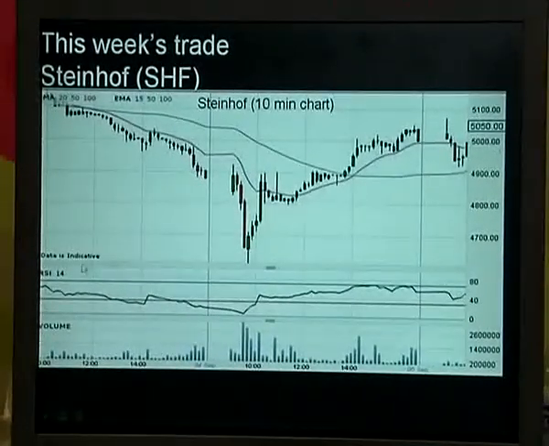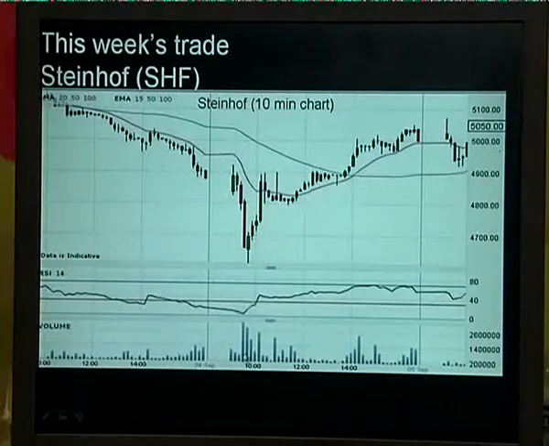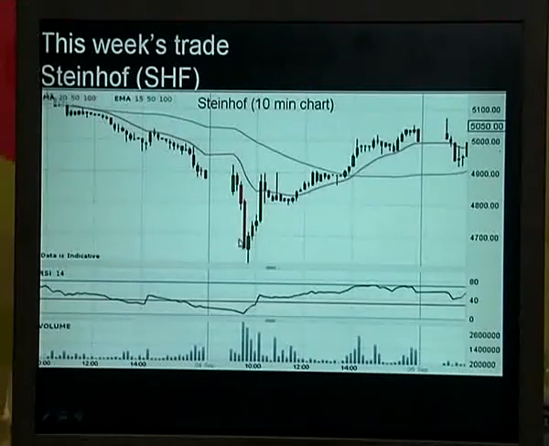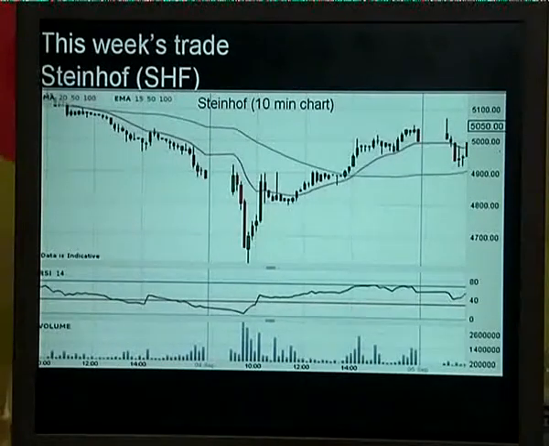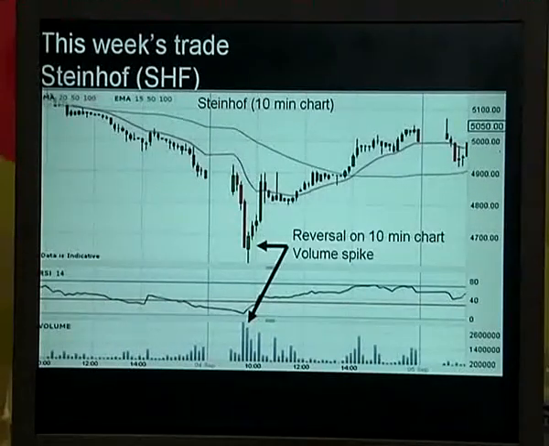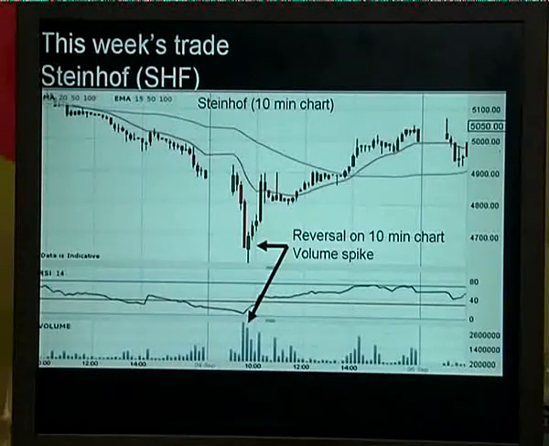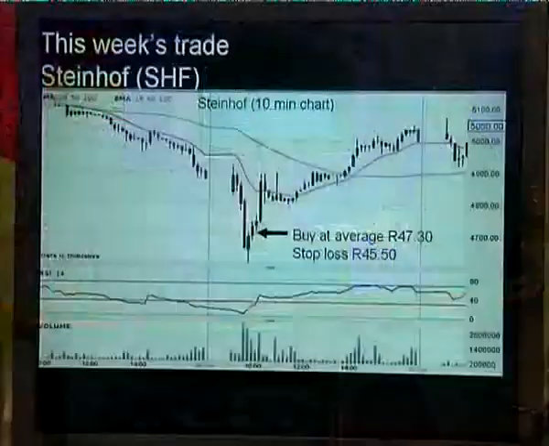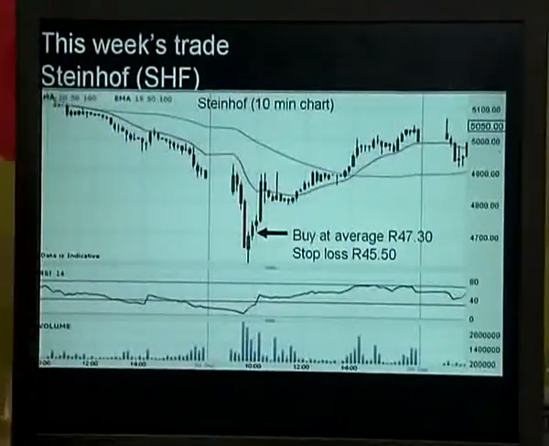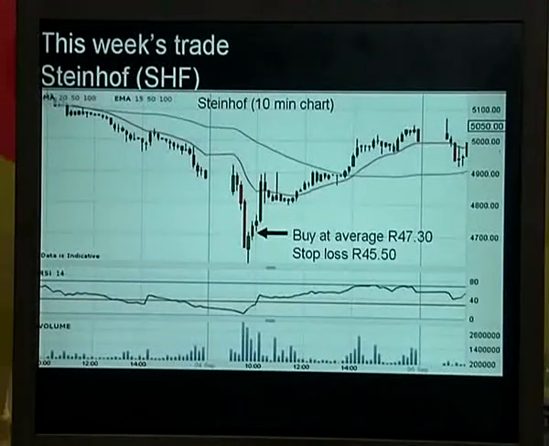We saw a large amount of volume trading on the intraday basis there, and then we saw a reversal candle on the 10-minute chart here, and we started to notice some buying interest coming in. So what I did for our portfolio is I bought in at different stages, ending up buying in at an average price of 47.30 Rand, having seen that it was the 3rd day, knowing that we had the volume spike, and also knowing that we had an intraday reversal in the stock's price.